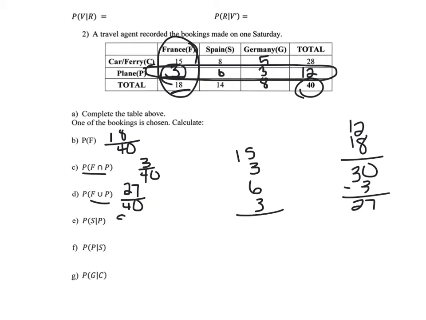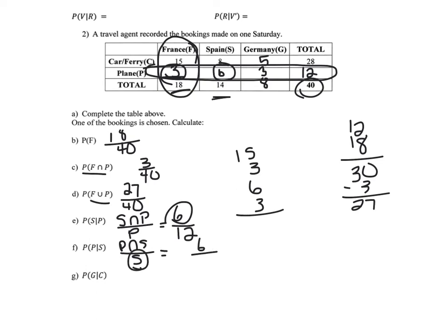So then we have S and P over P. Remember, that's S given P, so it's Spain given they take a plane. So if Spain and plane, that would be 6 here. And then how many take a plane? Well, that's 12. All that's doing is changing the bottom number here. So 6 is still the same, but the bottom number is now Spain. So how many people go to Spain? Well, that's 14. So you just have to pay attention to the formula.